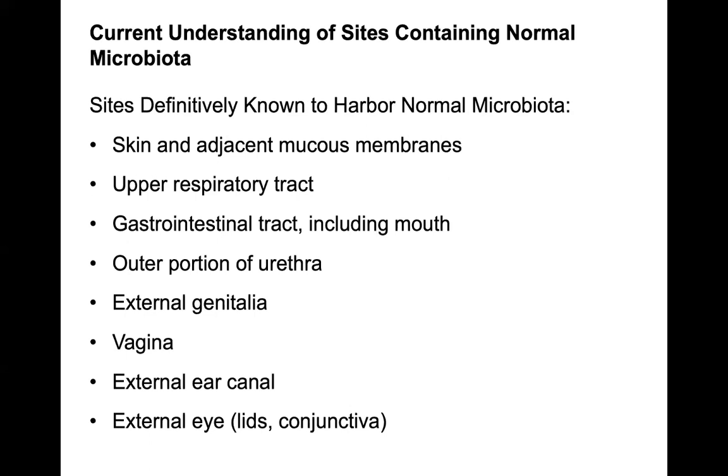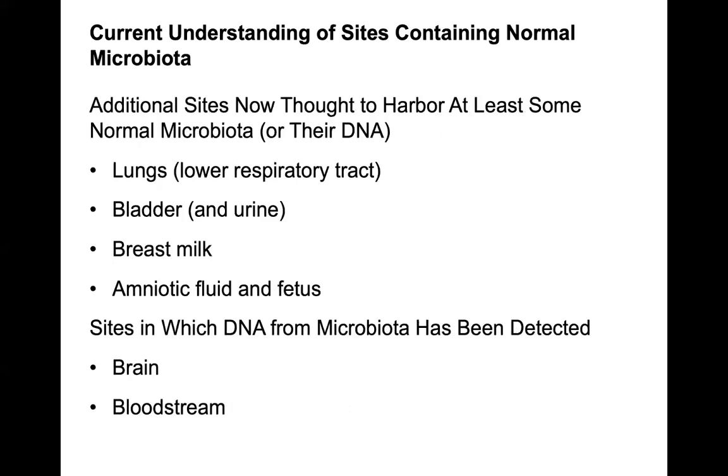Currently understanding the sites containing normal microbiota, sites definitely known to harbor normal microbiota are the skin and adjacent mucosal membranes, your upper respiratory tract, the GI tract, including the mouth, outer portions of the urethra, which is part of the urogenital tract, your external genitalia, the vaginal tract in females, external ear canal, and external eye, the lids and the conjunctiva. And again, you should know these. These are all things that we covered in Unit 3.